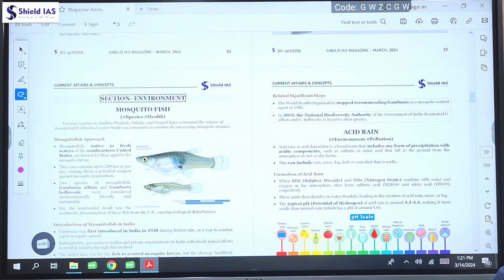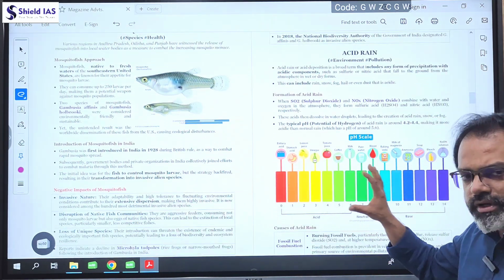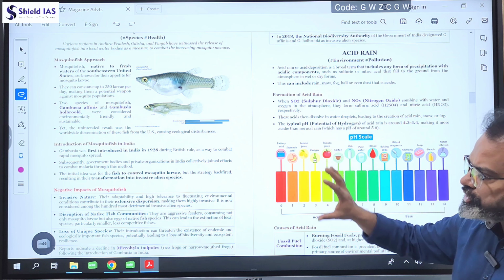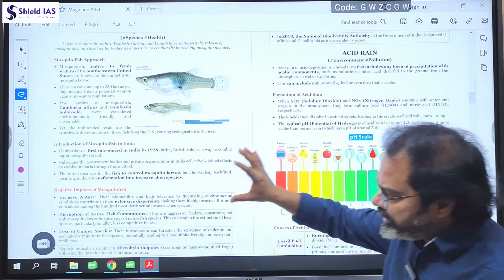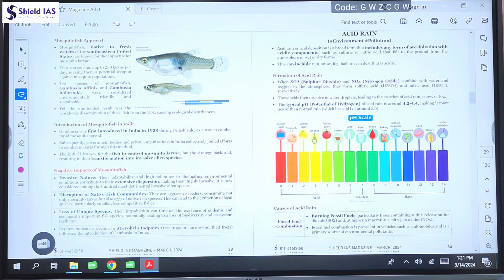This is the environment section with proper images, proper pictures, beautiful images here, so that you can easily correlate. Again, all the important things are in boxes so that you include that in your understanding.